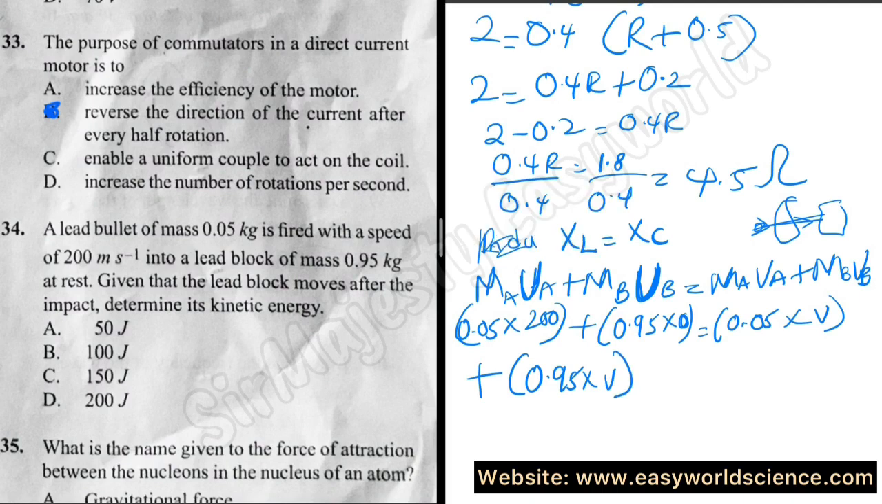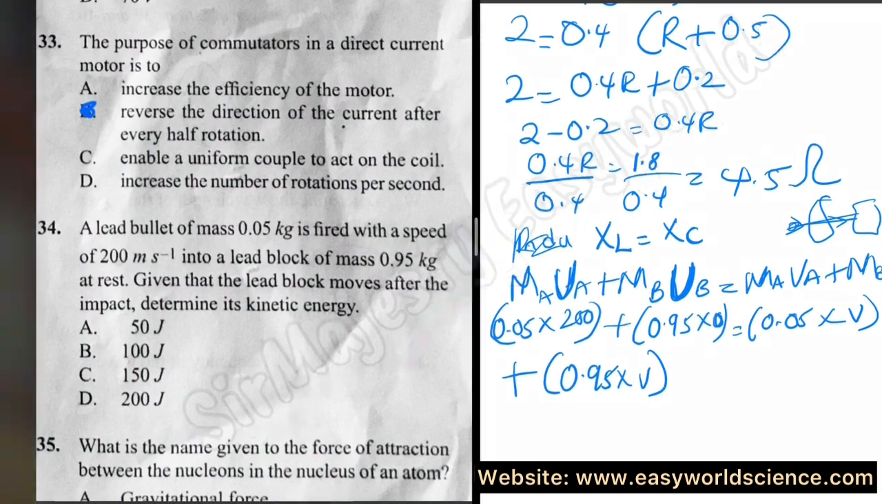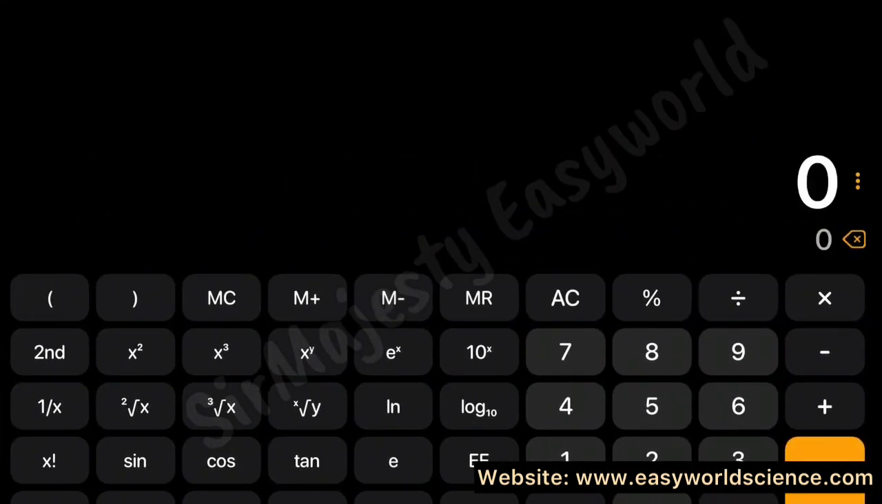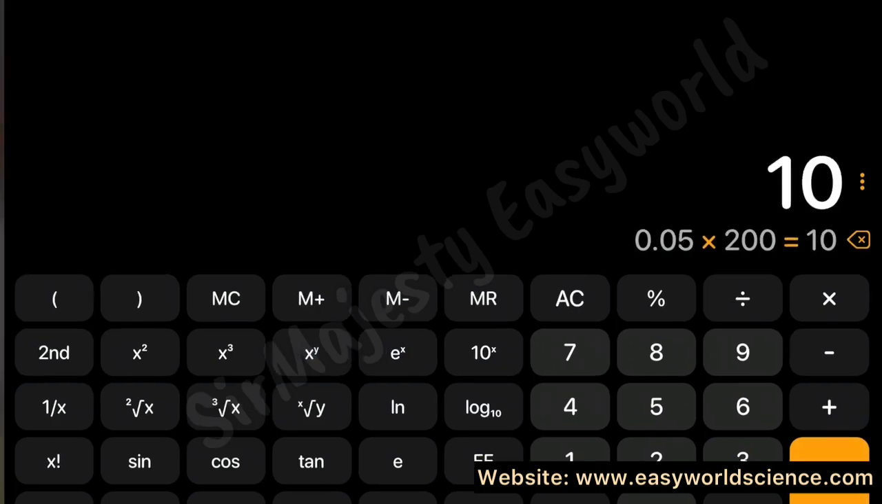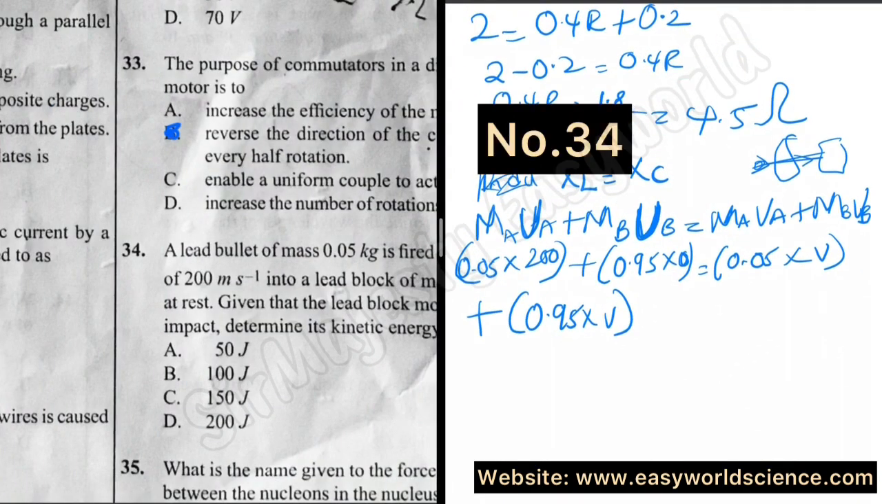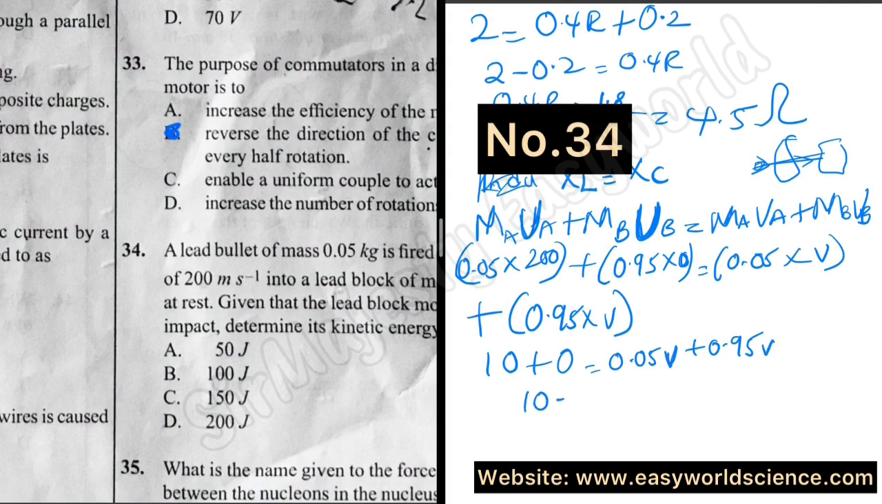So that will be 0.05 multiplied by 200. That will give us 10. So that's 10 plus 0.95 times 0 will give us 0. This will give us 0.05 V plus 0.95 V. So that will be 10 is equal to 0.05 plus 0.95 times V. So our velocity now is 10 meters per second.